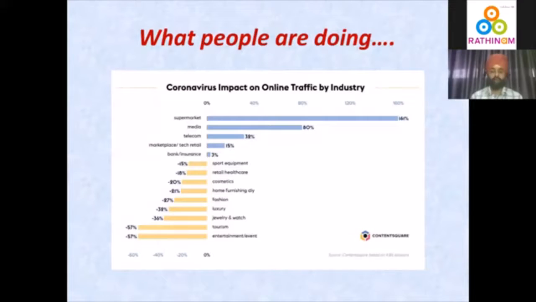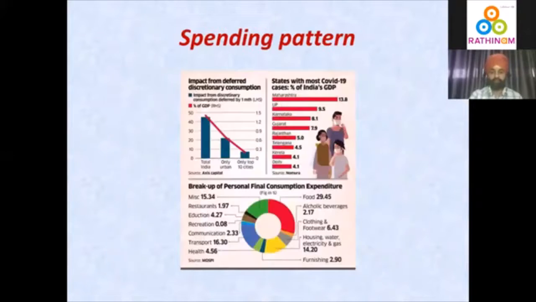So this is the online traffic analysis by industry and sector wise. So this is what has changed. This is what we are doing right now. We are going more of online supermarkets, watching more content online, utilizing our phones, no longer visiting websites like ClearTrip and MakeMyTrip because we are not traveling anymore. No events happening. We are not surfing BookMyShow, no cinemas. So these are the changes that have happened.